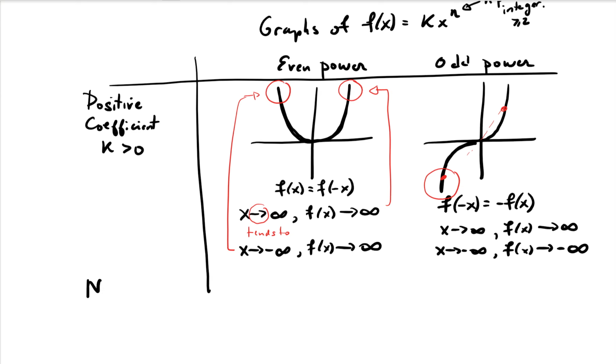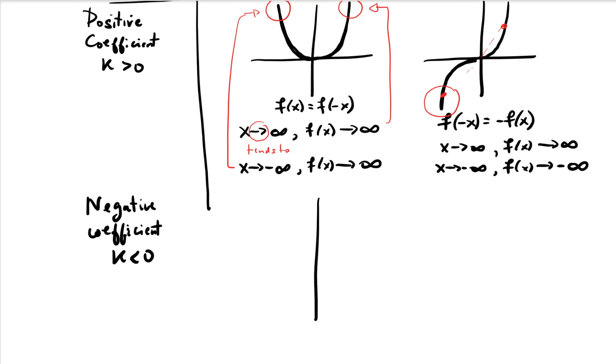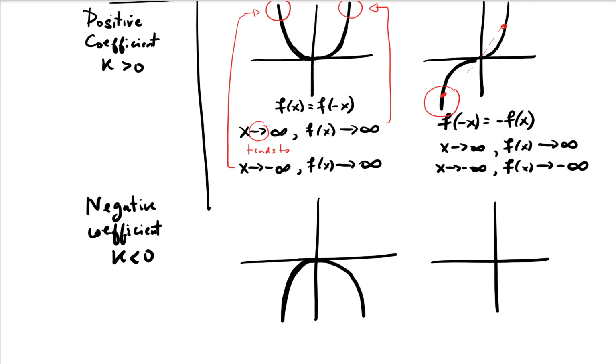For negative coefficients, negative coefficient k is less than 0, you're going to have similar graphs, but this time they're going to be flipped around the x-axis, because all of a sudden all the y-coordinates become negative. So it's going to look like this, and these are going to look like this. This one is an inverted S shape like that.